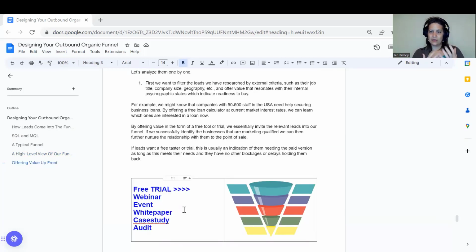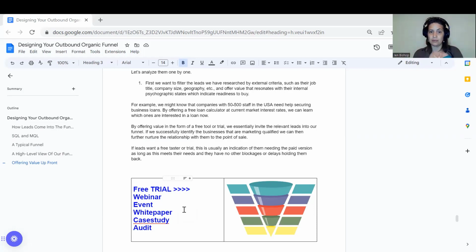So what might this look like in a given funnel? For example, at the top of the funnel, we might filter leads that we've researched by external criteria. So we've researched people by their job, by their company size, by the geography. And then we want to offer them value that resonates with some of their psychographic states. So something that's going to talk to their internal world: the problem that they're challenged with, and the outcome that they desire.